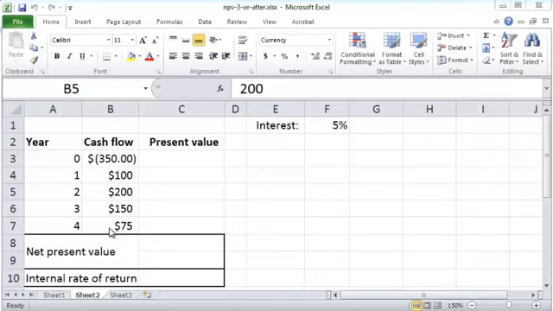Which is better? Is it better to put money in the bank and earn 5%? Or is it better to put money in this venture and earn this return? We need a way to compare that. So that's what we're trying to find out with the net present value.